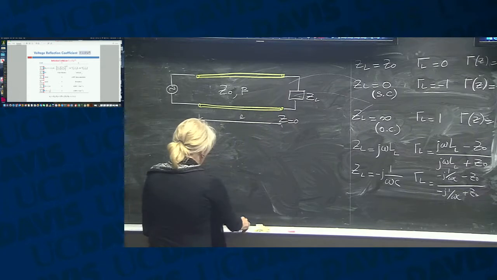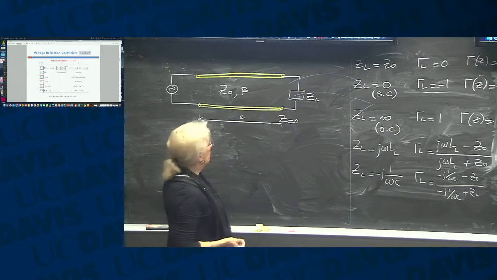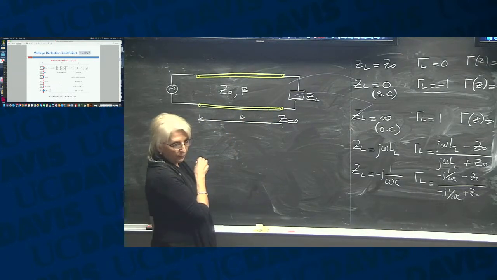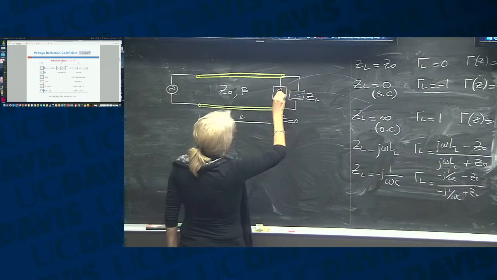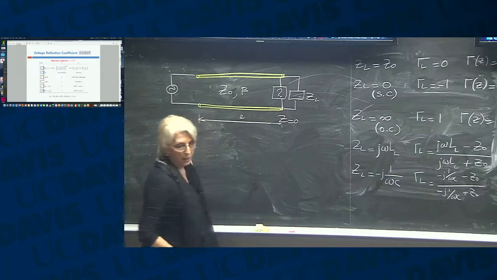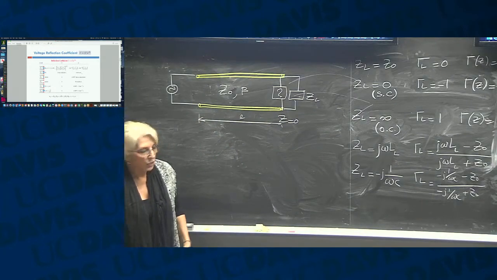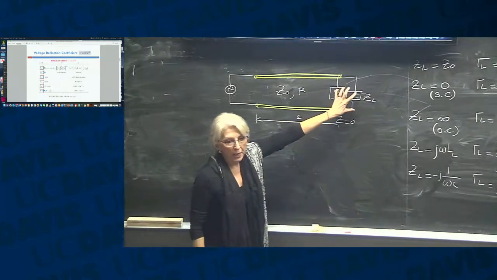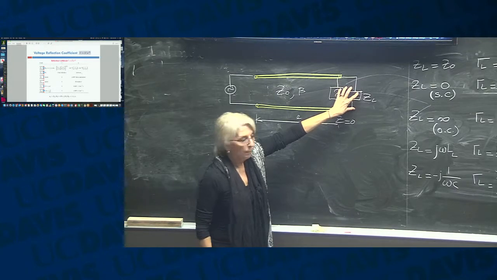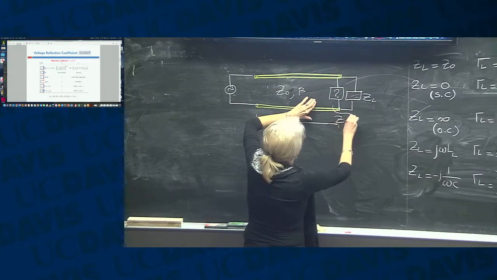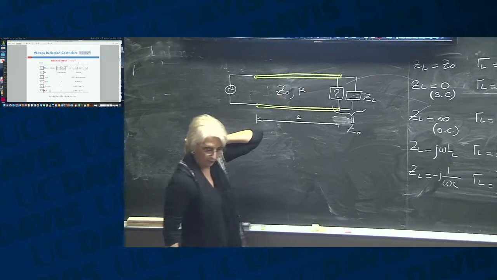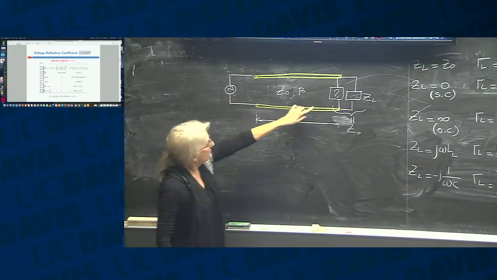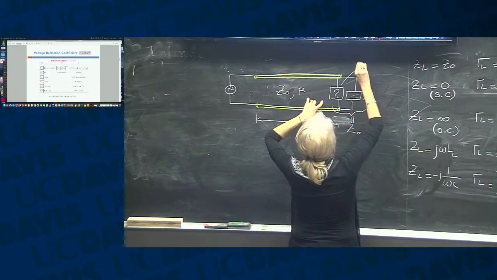So in other words, if I don't like the load because it creates a reflection, I can add here something else, so that the combination of the two becomes what? Exactly. That one here, we are going to call it a matching network.